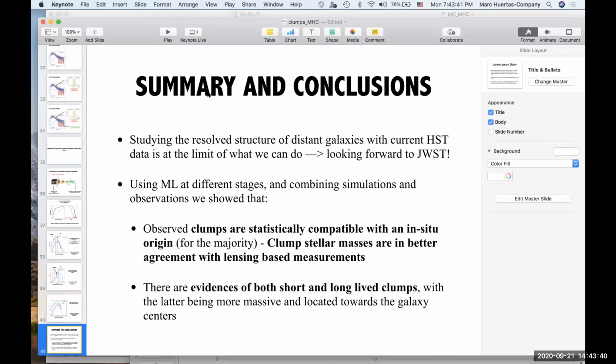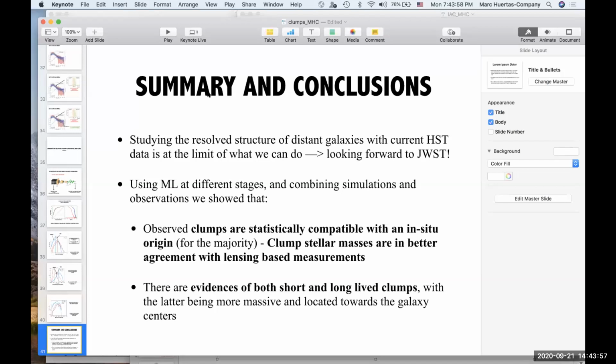Regarding that point, just adding on to that, you mentioned at the beginning of this talk that clumps are plausibly because of aggravated minor merging happening at high redshifts.